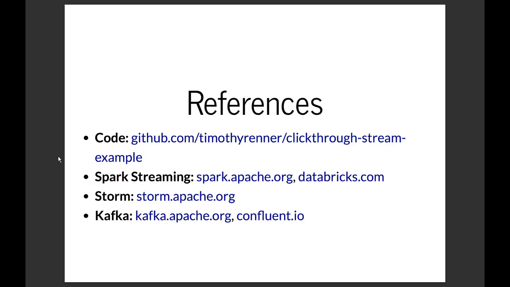And for references, there are code examples here. Storm is written in Clojure, and the Spark streaming is in Scala. You can hit any of those URLs to get to more information about it. Databricks is the commercial steward of Spark, and Confluent, excuse me, is the commercial steward for Kafka. Those companies are run by the creators of those technologies, so their blogs have a lot of great stuff in there.